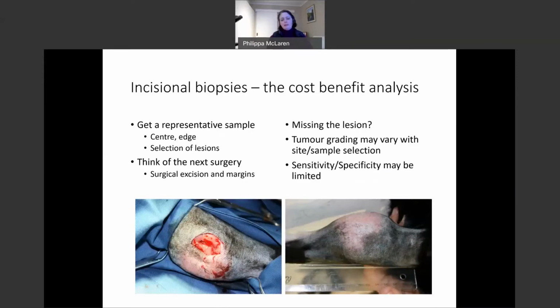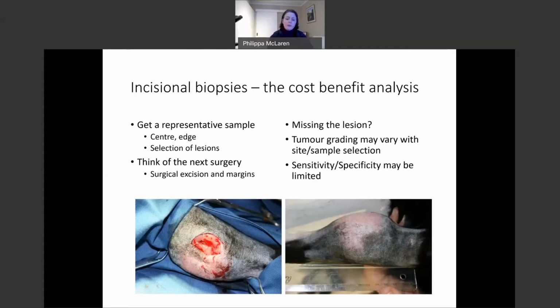Incisional biopsy sampling is a cost-benefit analysis that you as the clinician have to make every time. You might choose an incisional biopsy to better plan the subsequent surgery, and that's an obvious decision when the surgery is very challenging or when margins are going to be difficult to achieve. You might choose it to know better what the process is, whether it's inflammatory, neoplastic, or something else.